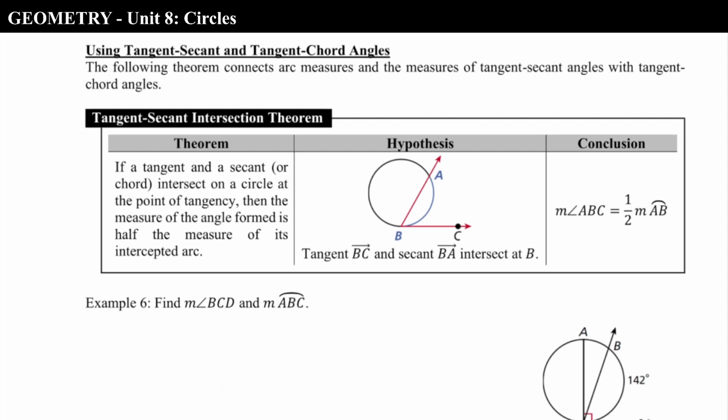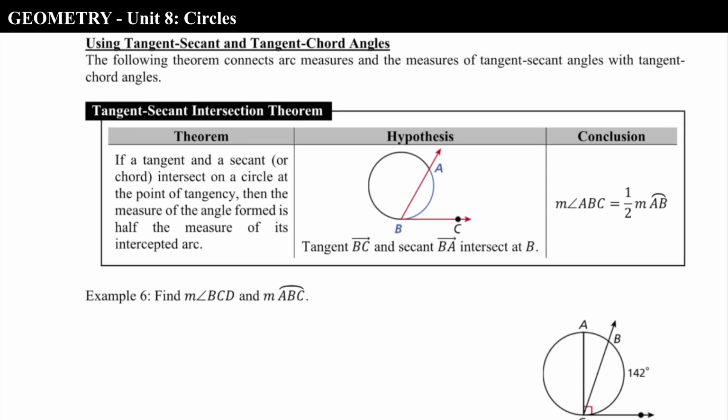All right, next part, we're going to use tangent-secant and tangent-chord angles to find things. So this is going to go back to what we know about an intercepted arc from an inscribed angle. We know that this intercepted arc is going to be half of the angle measure, and that works the same way here. Measure of ABC is half of the measure of arc AB. And this is what happens when you have an angle that is on the circle, okay?